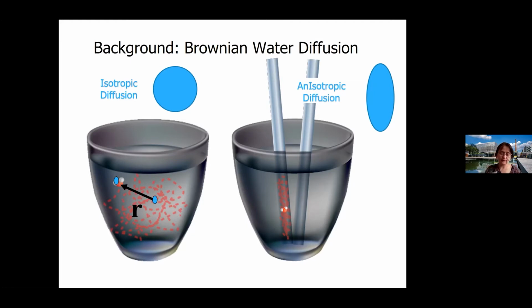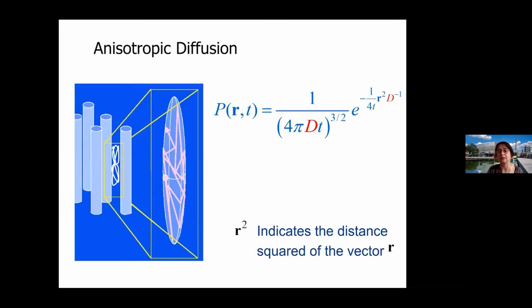There are some directions that are more prominent, and we have more probability that the molecules will be moving in this direction than in the perpendicular direction, because in the perpendicular direction, we have barriers that do not allow this movement. So if we have the water diffusion information, we have, indirectly, some information about the structure that is below.